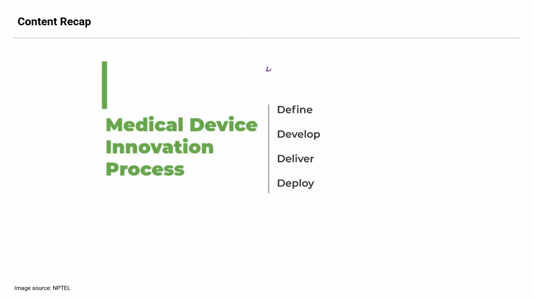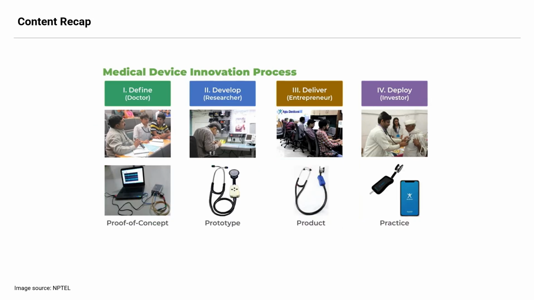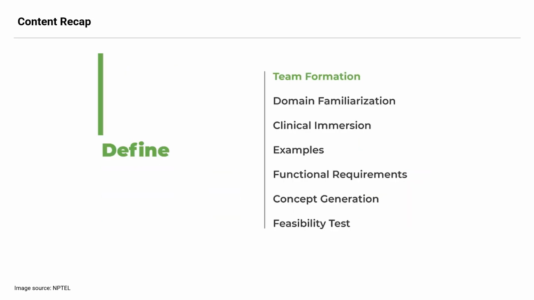So this is the 4D process which I was talking about. It starts with define, develop, deliver, and deploy. Right. And this is the medical innovation process. If you see, you define the problem, you develop a solution, you deliver the product, and you deploy in the market. Right. And these are the various stages of the prototype. So they did all these things. They had a dedicated team. They went to the hospitals. They met a lot of doctors to understand the context.